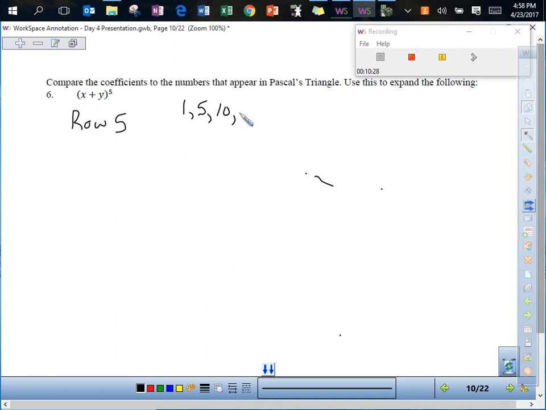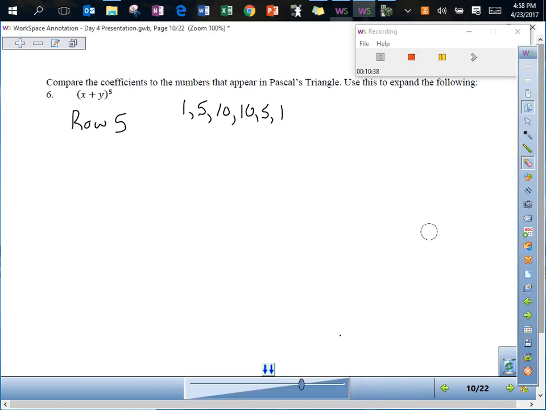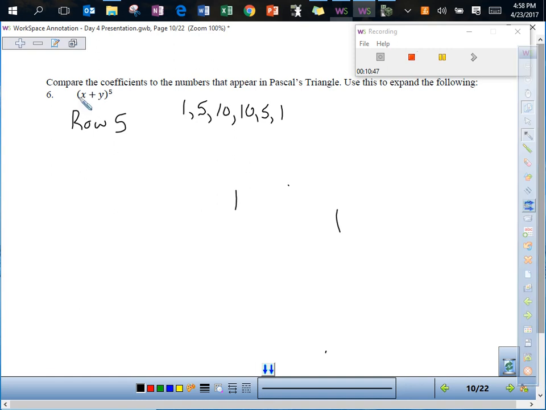So I should have 1, 5, 10, 10, 5, 1. Now, watch how easy it is to expand this. This is the cool part. Since I'm to the 5th power, my first coefficient is going to contain a 1. I'm going to have whatever this term is to the 5th power. So my first term is going to be x to the 5th.